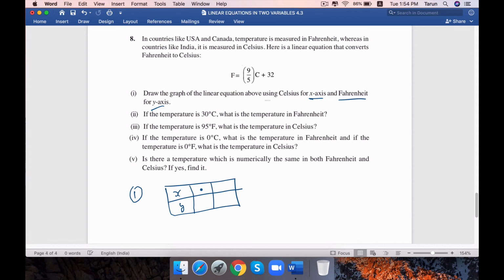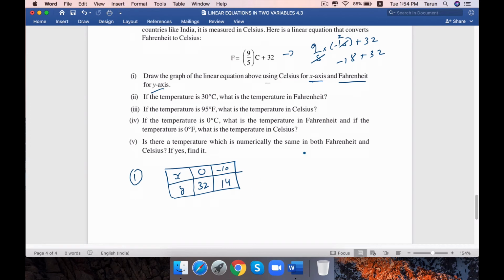For x, first we would like to use 0. When I substitute 0 here, everything will become 0, so I will be left with 32. Now for the second part, I can simply take C to be minus 10. There's a reason we can take that, because when I reduce this and this, I will be left with minus 18 plus 32, which will give me 14. So at minus 10, I get 14. Very easy to solve it.